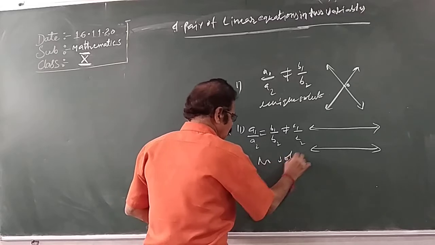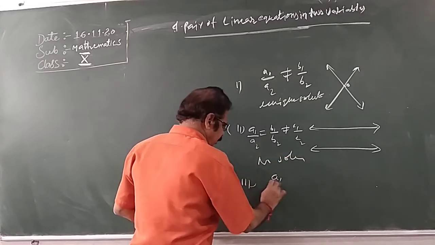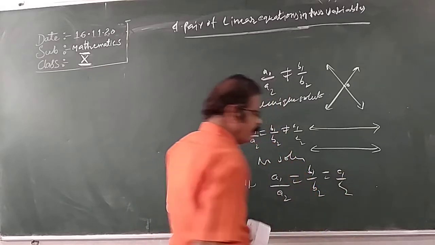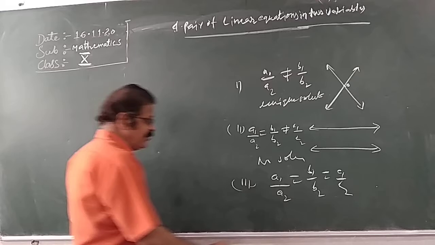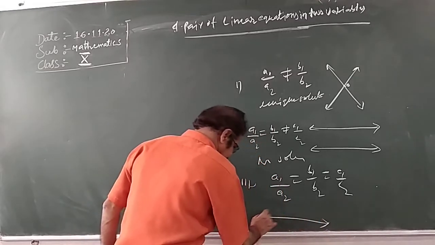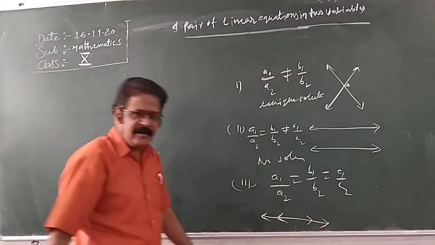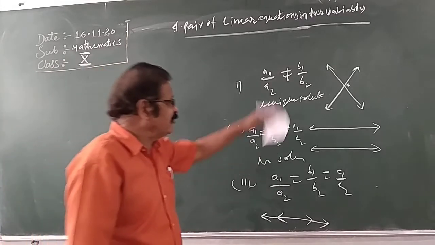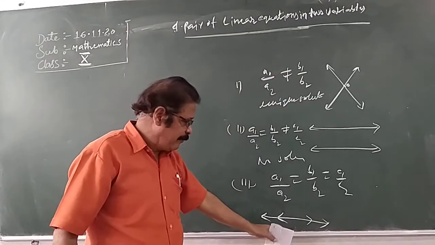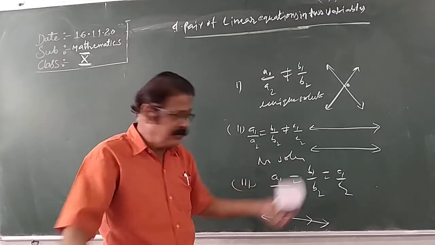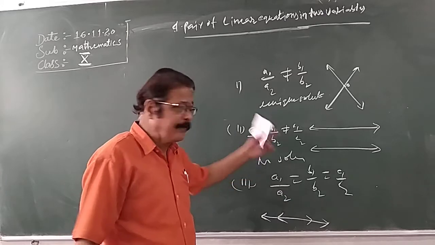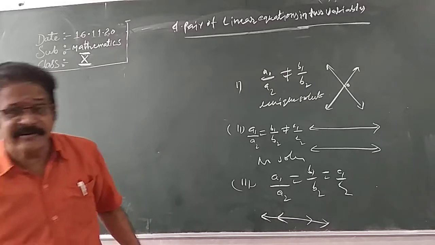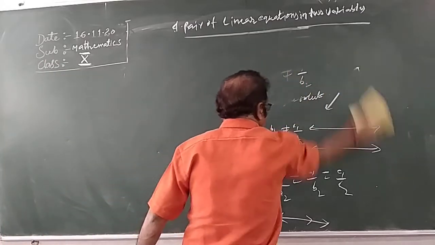No solutions. Third one, if you compare all the ratios and a1 by a2 equals b1 by b2 equals c1 by c2, then many solutions. These are coincident lines, one line over the other. Coincident means they have many solutions. They are consistent. In the first case, unique solution means consistent. Many solutions is also consistent. When they are parallel lines, there is no solution, which means they are inconsistent. So these are the things we discussed in the last class. I hope you understood this.